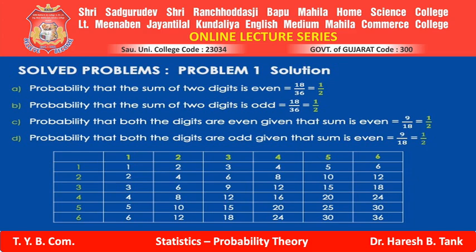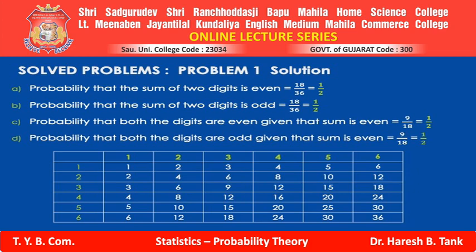Second one, probability that the sum of two digits is odd. Again we have listed it. Favorable cases becomes 18, exhaustive cases becomes 36. By making a ratio of these two, again what we will get would be 1/2. The third question, probability that both the digits are even and sum is also even, that we have listed it as 9. In that case, 9 divided by exhaustive cases for this becomes 18. So 9 by 18, which again comes to 1/2.